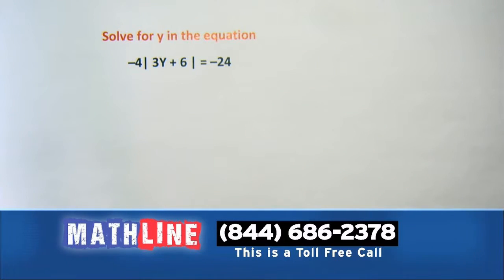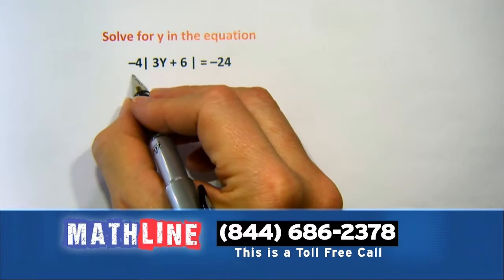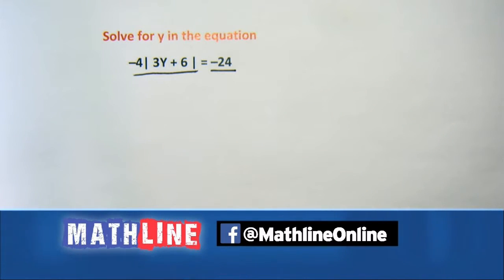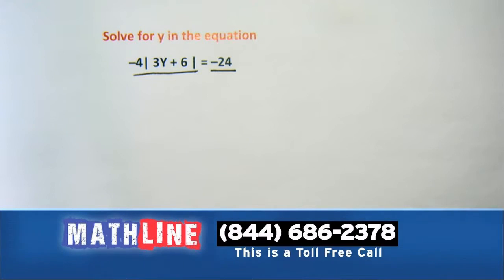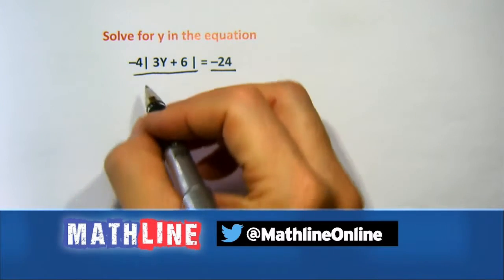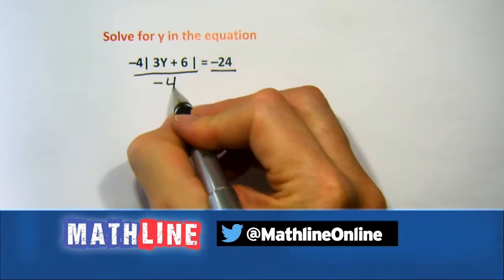Absolutely not. This is one of those things, folks, where you want to take care of this thing, and you say, well, what are we going to do with the -4? Are we going to subtract it? Are we going to add it? What are we going to do? Do that inverse operation. It's hooked in by multiplication. That's right. So we're going to divide by the -4, both sides.